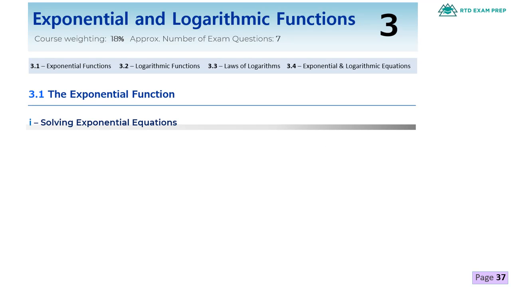Welcome to our chapter on exponential and logarithmic functions. This is a big part of the Math 3-1 course, so we're going to go through a lot of examples explaining exponential functions, logarithmic functions, the laws of logarithms, and then solving exponential and logarithmic equations.